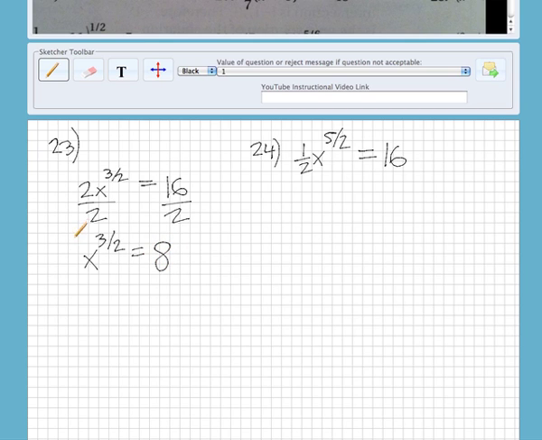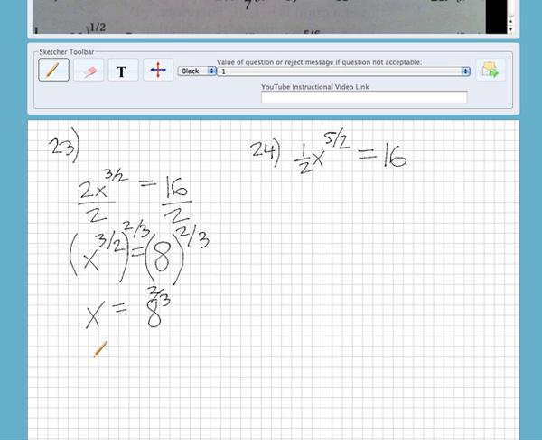Okay, and now the problem is we have a fractional exponent here, so we want to get rid of it. What we do is we raise both sides to the reciprocal of this to cancel it out. So it'll be 2/3. The reason we do that is because 3 halves times 2/3 is just 1, because the 3's cancel and the 2's cancel. So we get x equals 8 to the 2/3.